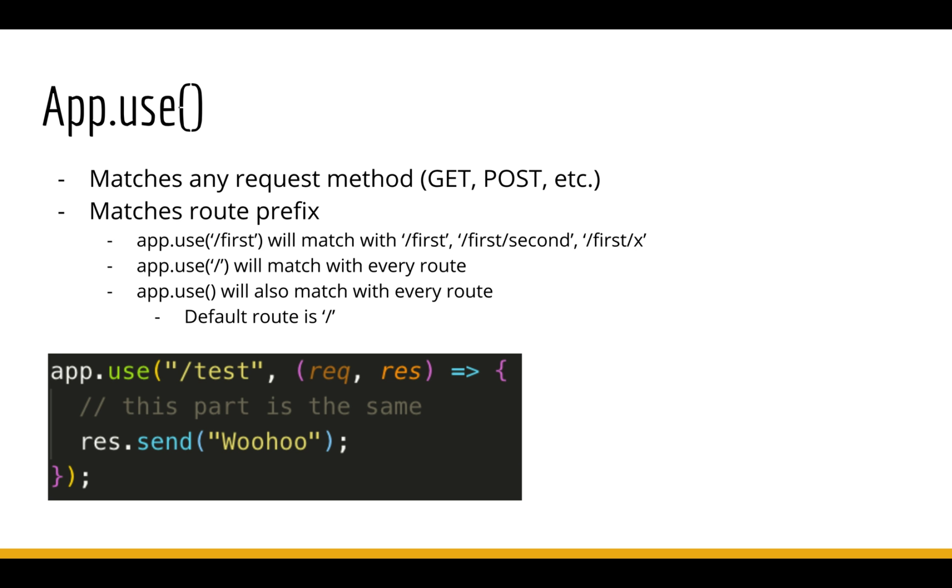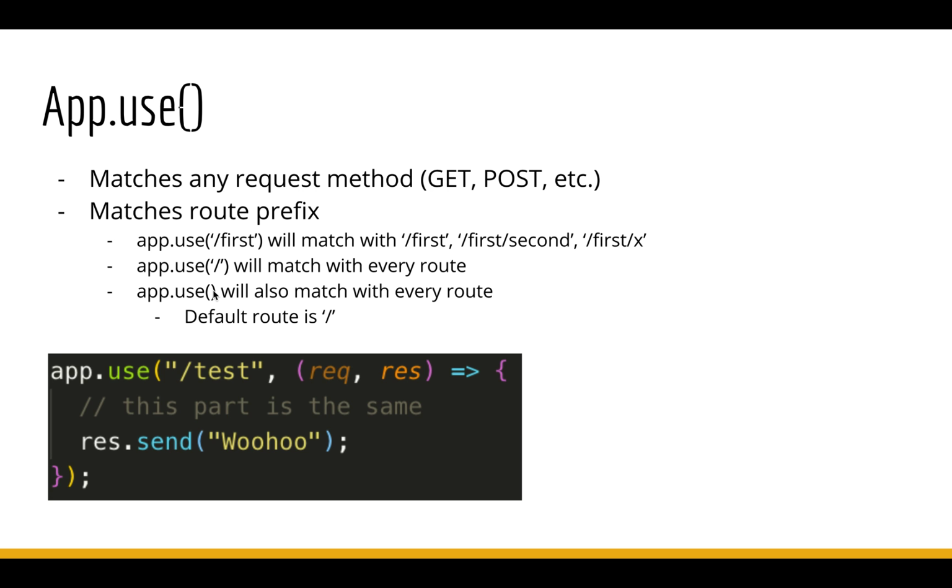Okay, cool. Now we're going to talk about something new, and it's called app.use. Before, we were using things like app.get, app.post, app.put, and those matched a specific type of request method. App.use will match any request method. If we look here, app.use first will match anything that matches that prefix. So first second, first x, all of those are going to match with this. Likewise, app.use and slash will match with every single route, because every route at the beginning has a slash, so that will prefix and match with everything.